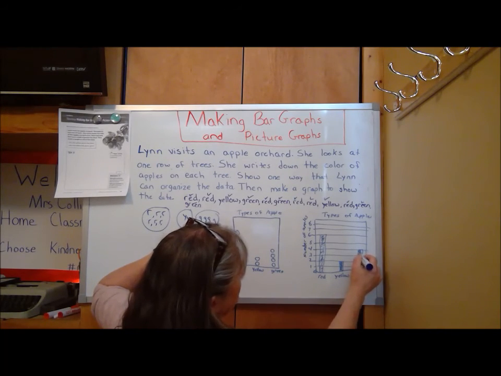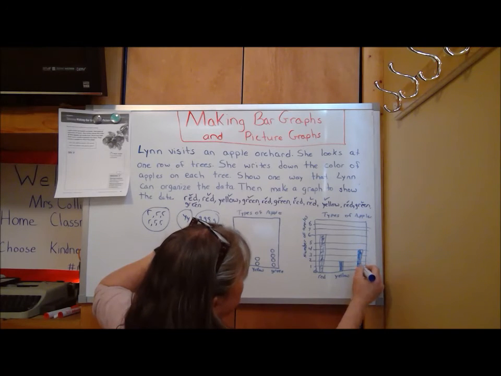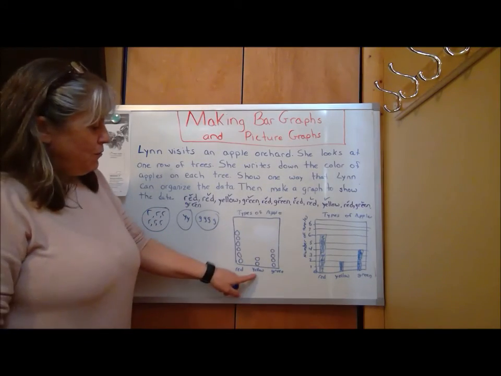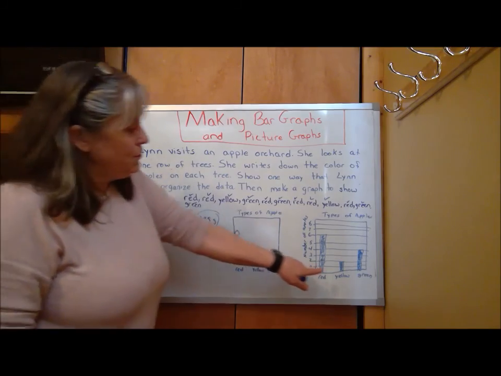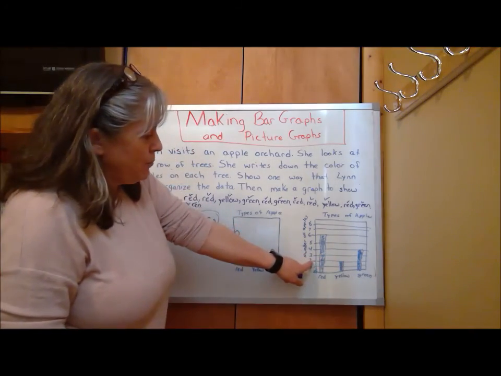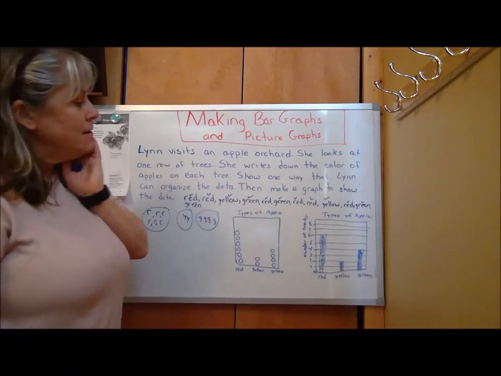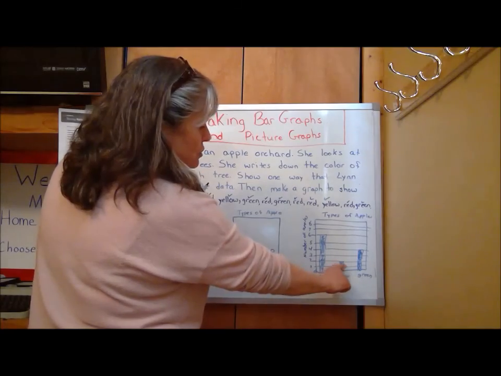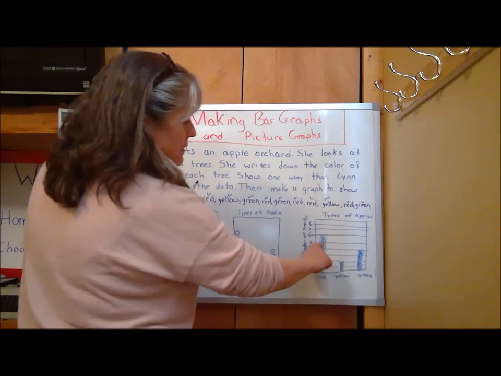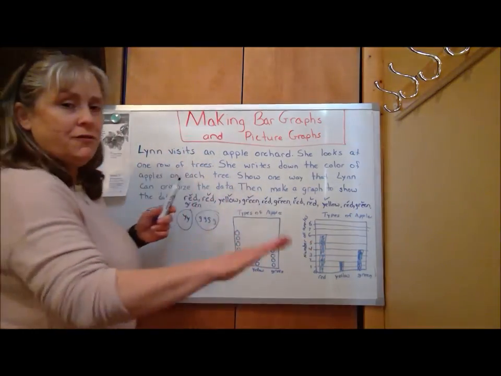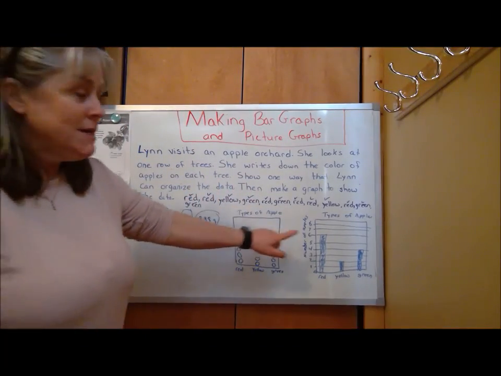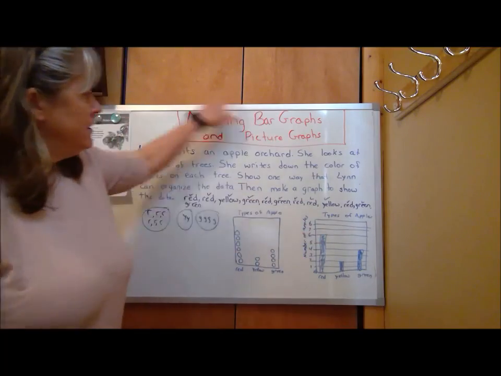So now, if someone asked you, how many yellow apples did they see? You could use either graph. You could come over here and go 1, 2. Or you could come over here and go, oh, 2 apples. If I said, how many yellow or green apples? You could say, all right, well, I have 2 plus 4. And I could say 4, 5, 6. So that is how to make a picture graph and how to make a bar graph using data.